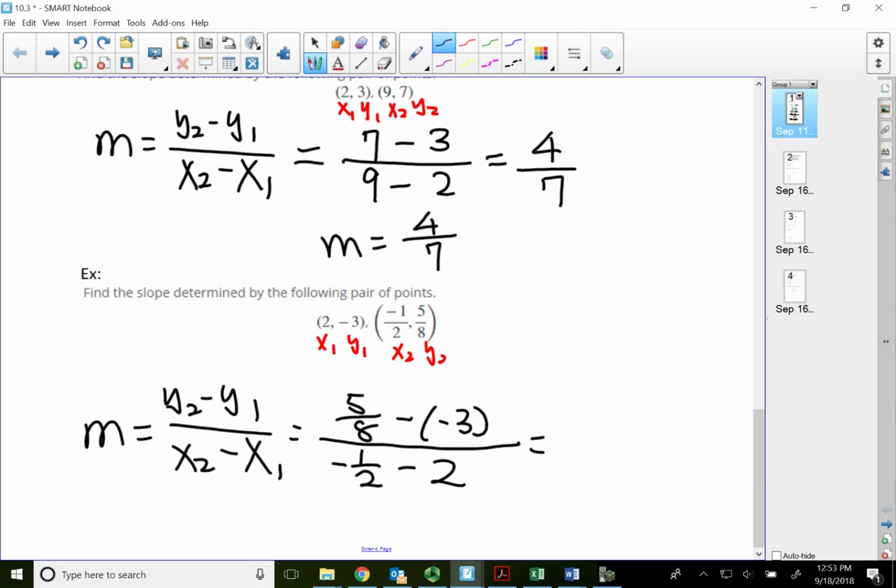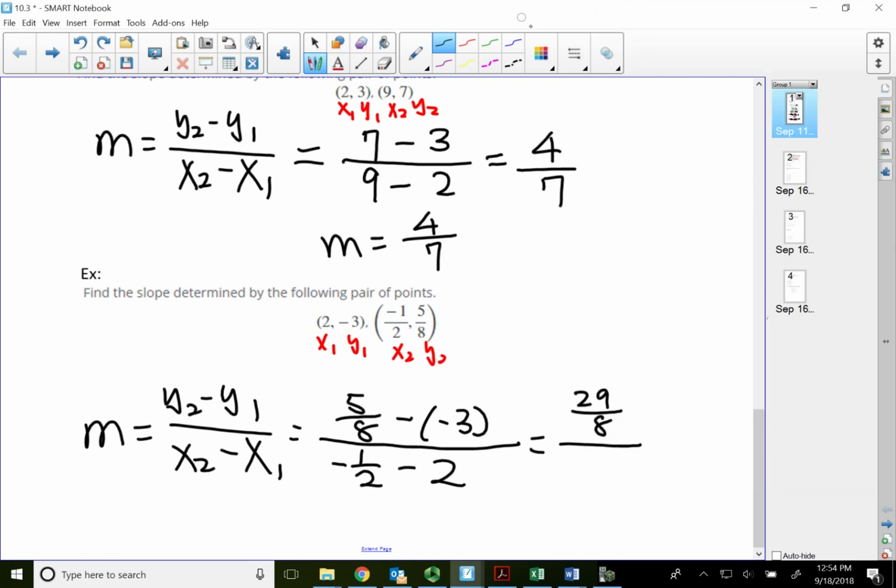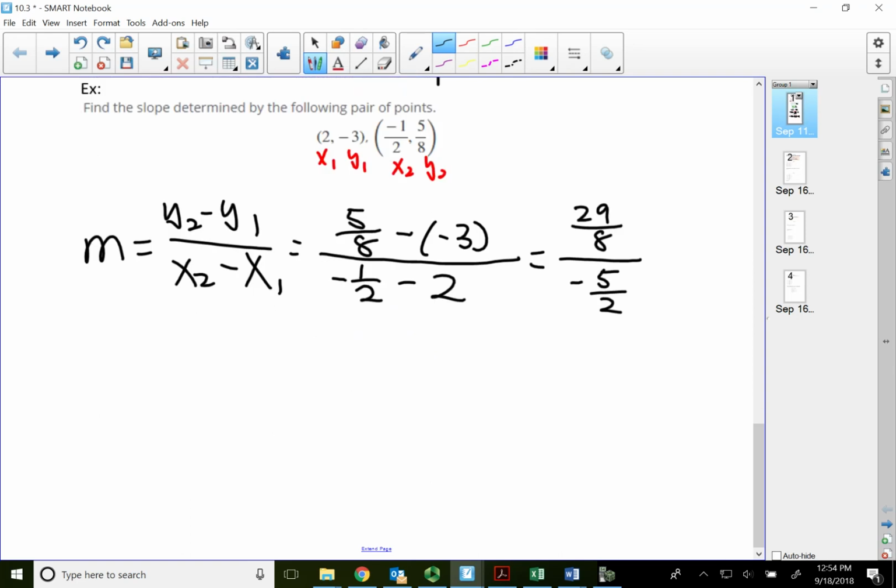Okay. So the top is 29/8 over. -0.5 minus 2 is probably -5/2. But let's put in a calculator. Parenthesis, -1/2. Close it. Minus 2. Convert to a fraction. -5/2. All right. So basically, positive divided by negative is going to be a negative slope here. So what do I do now? I divide. I take my top, my fraction up top, divided by the fraction in the bottom.